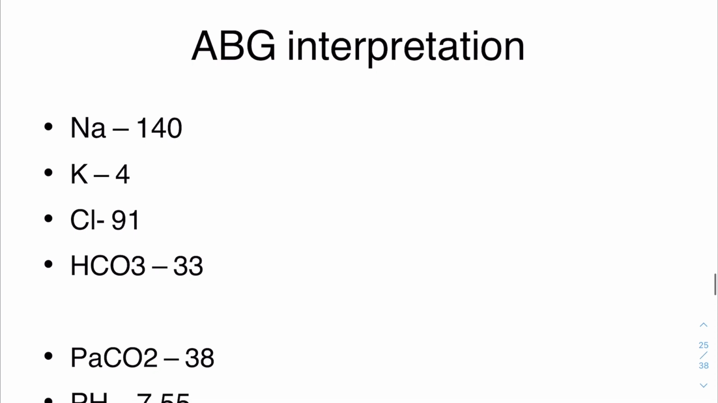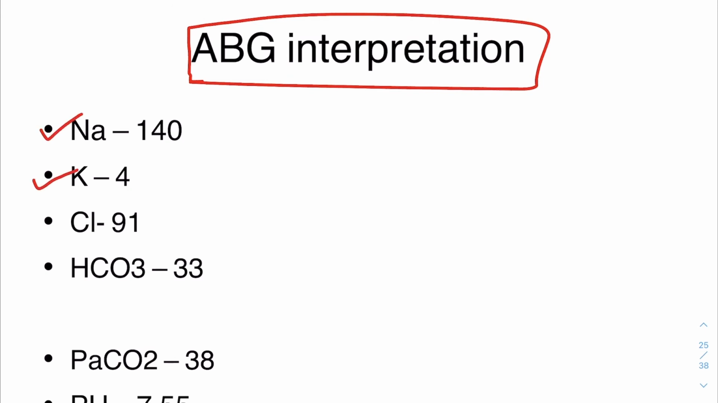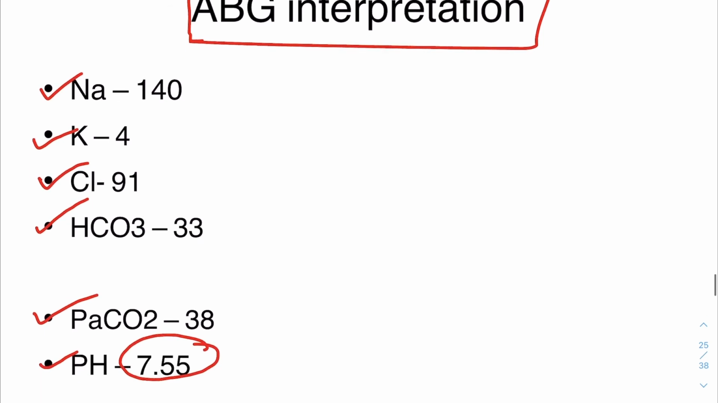Now lastly, how we interpret an ABG, with an example of ABG interpretation. In this patient, sodium was 140, potassium 4, chloride 91, bicarb 33, PCO2 38 and pH 7.55. pH 7.55, that means the patient is having alkalosis, because it is more than 7.45, and I said if it is more than 7.45 the patient has alkalosis. So here this patient is having alkalosis.